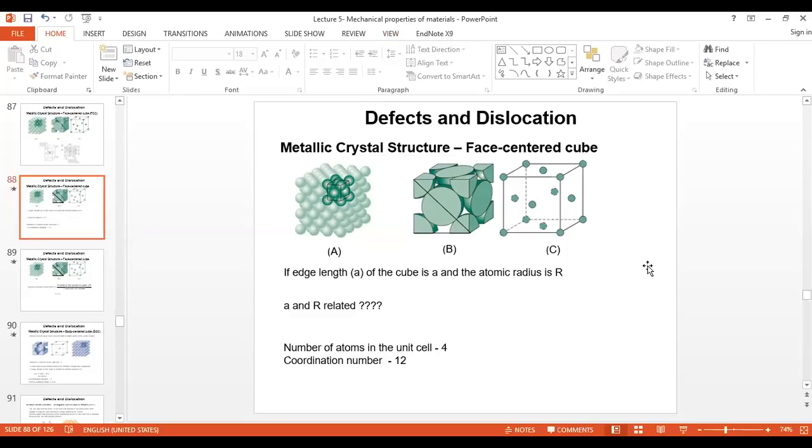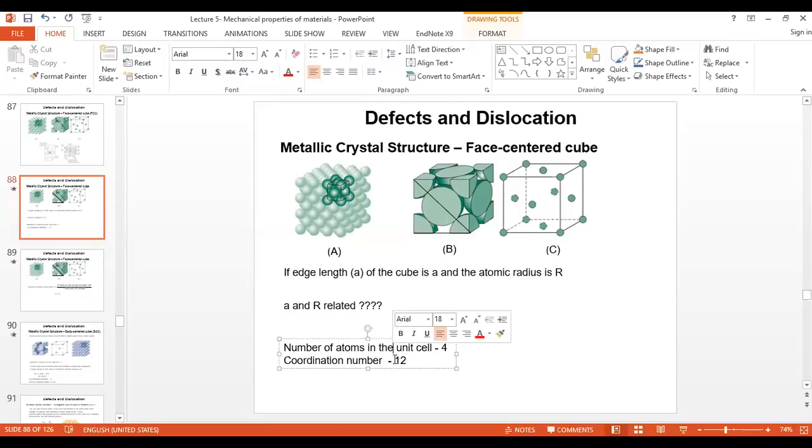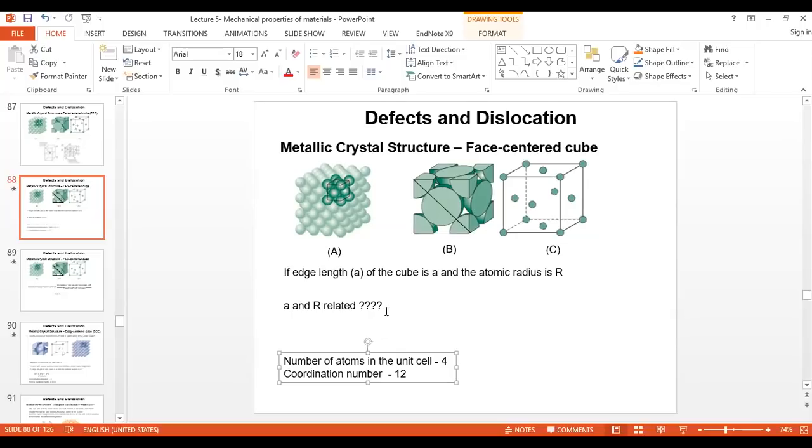Okay, in the previous recording, I explained the face-centered cubic structure and its features. For example, the number of atoms in the unit cell and how to find that, coordination number, and atomic packing factor. So I left certain things for you to calculate by yourself, but I will explain that now.